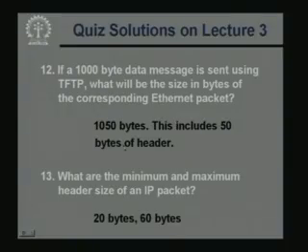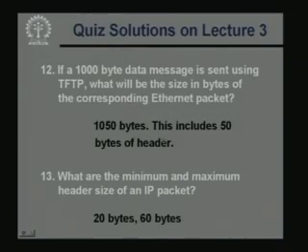Well, if a 1000 byte data message is sent using TFTP, what will be the size in bytes of the corresponding Ethernet packet? Here, if you just remember the example we had discussed in our previous lecture, we had seen that in the TFTP protocol a total of 50 bytes of header is getting added up to the Ethernet layer level before the packet can be actually delivered. So, if the data message is 1000 bytes, the total bytes that are actually transferred is 1050.